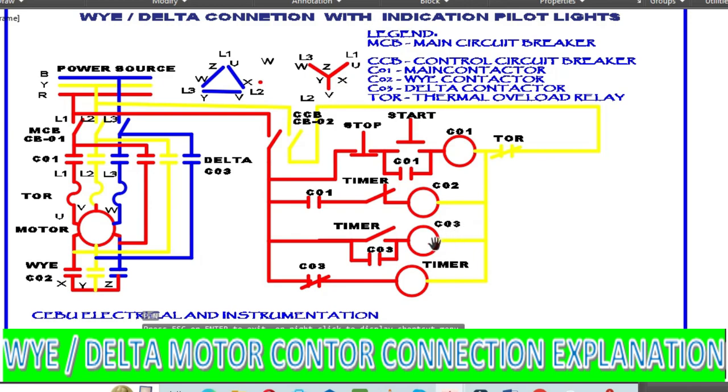So here, once the CO3 is energized, then the timer is already open. Then the electric current goes through the CO3 maintaining contact. So once the motor is running as a delta connection because the CO3 contactor is energized, then the CO3 interlock of the timer will be open. Then the timer will be shut off. This timer's purpose is only for the Y running condition. Okay, that is the explanation for the Y delta connection.